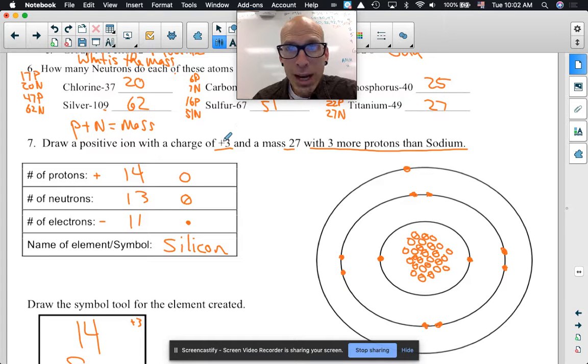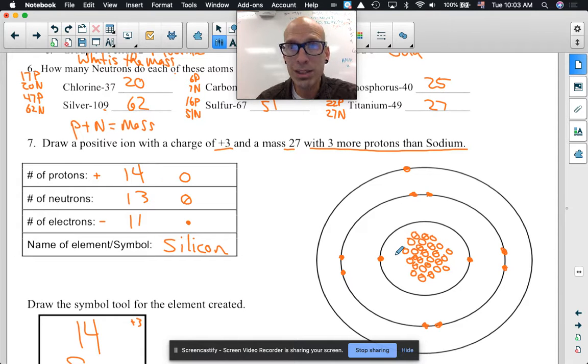Now, it also has to have a charge of plus 3. If we have 14 protons, which we already established, and those are all positive, the only way to have a total charge of plus 3 is if we have 3 less negatives than we have positives. The electron number has to be 11 because we have to have 3 fewer electrons, 3 fewer minuses than we have pluses. That's how you get a plus 3. So that has to be the case. And again, it has to be silicon. So this table gets filled in, then you can just sketch your stuff up.